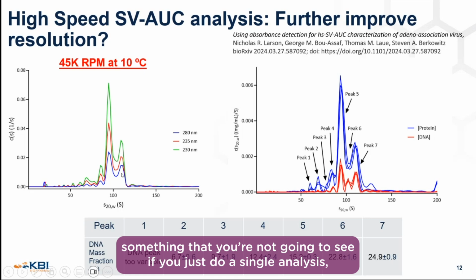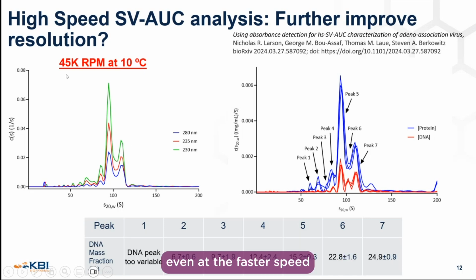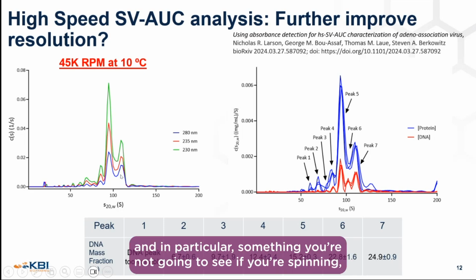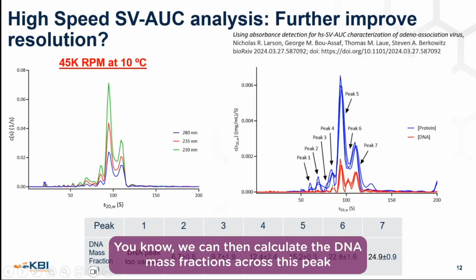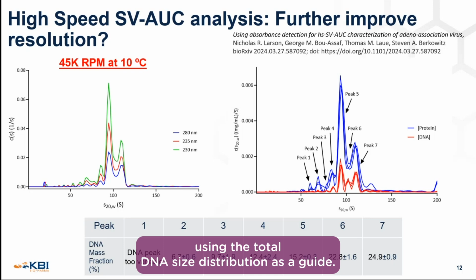Something you're not going to see if you just do a single analysis wavelength, even at the faster speed, and in particular, something you're not going to see if you're spinning at 16K. We can then calculate the DNA mass fractions across this peak using the total DNA size distribution as a guide.